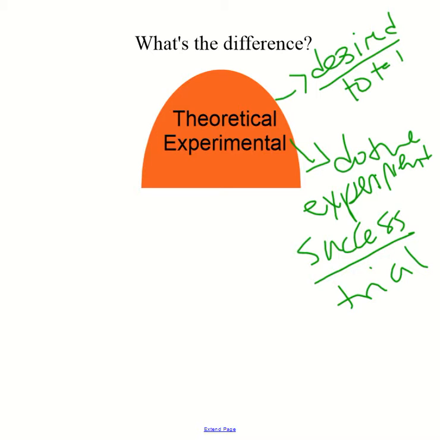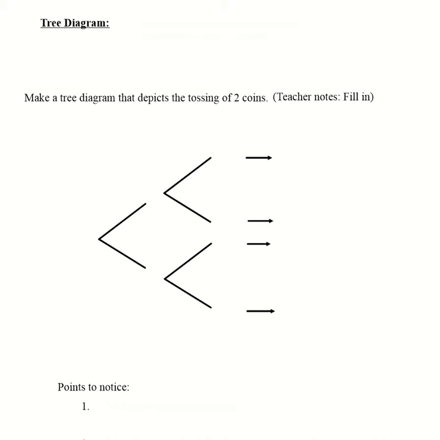Alright, so today we're going to be talking about tree diagrams. So, first off, a tree diagram, what is it? It's a way to model chance behavior that involves a sequence of outcomes. So, we're going to make a tree diagram that depicts the tossing of two coins. Alright, so what we first do is we start off at the front of this tree diagram right here.